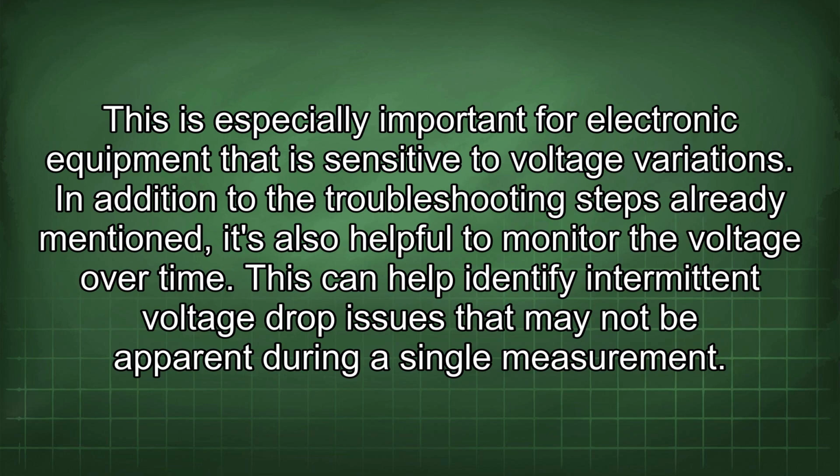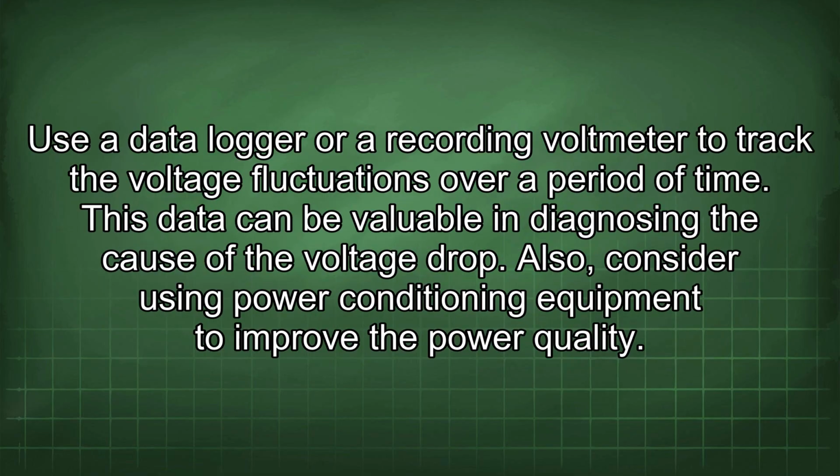In addition to the troubleshooting steps already mentioned, it's also helpful to monitor the voltage over time. This can help identify intermittent voltage drop issues that may not be apparent during a single measurement. Use a data logger or recording voltmeter to track the voltage fluctuations over a period of time. This data can be valuable in diagnosing the cause of the voltage drop.